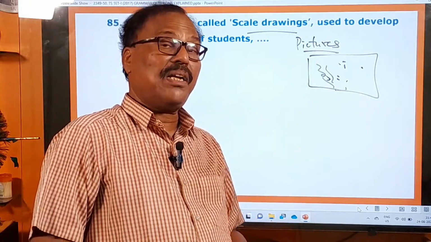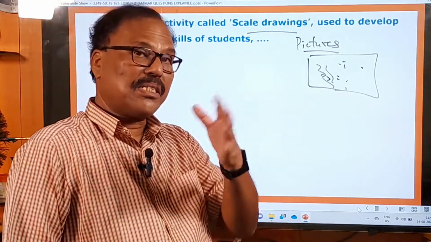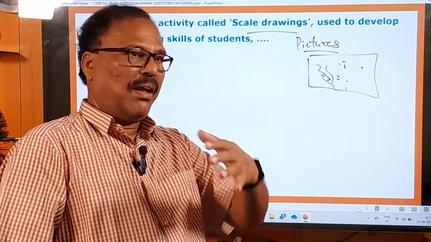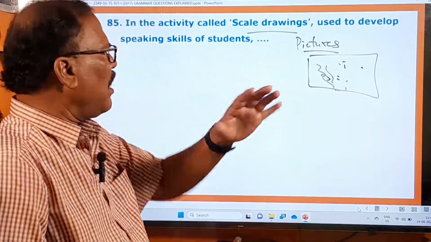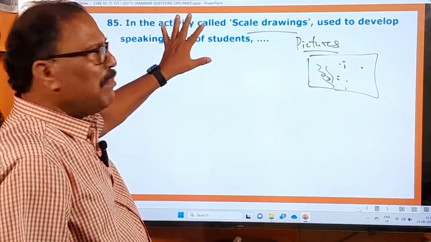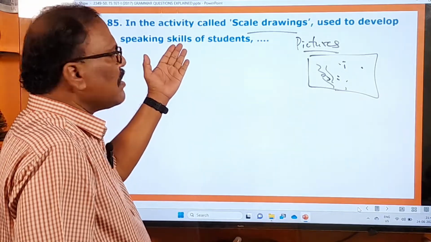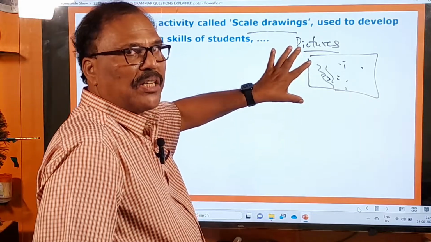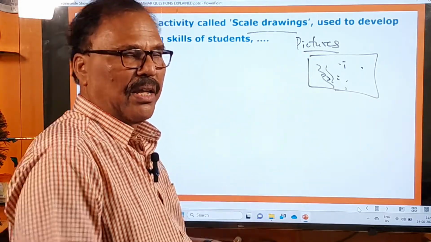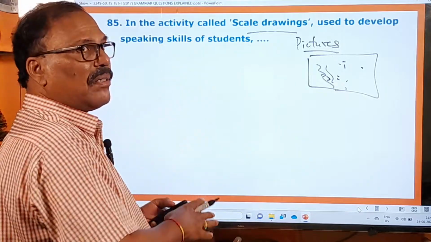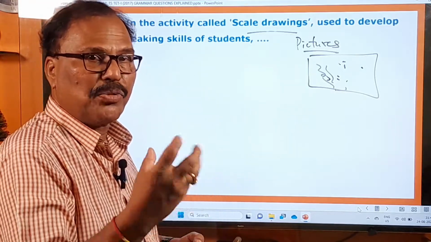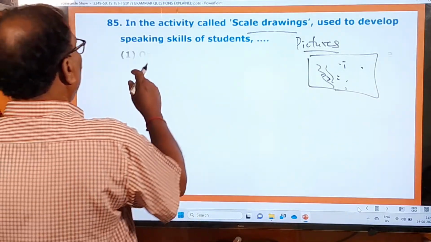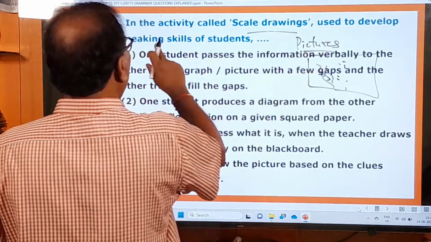Scale drawings, in mathematics and other subjects also, means drawing pictures like triangle, hexagon, and circle. But I'm not talking about other subjects; as far as speaking skills are concerned, scale drawings means some pictures are given, and they are to be described by the students. Thus the teacher helps the students improve their language. Now what activity is there? In the activity called scale drawing, used to develop speaking skills of students.